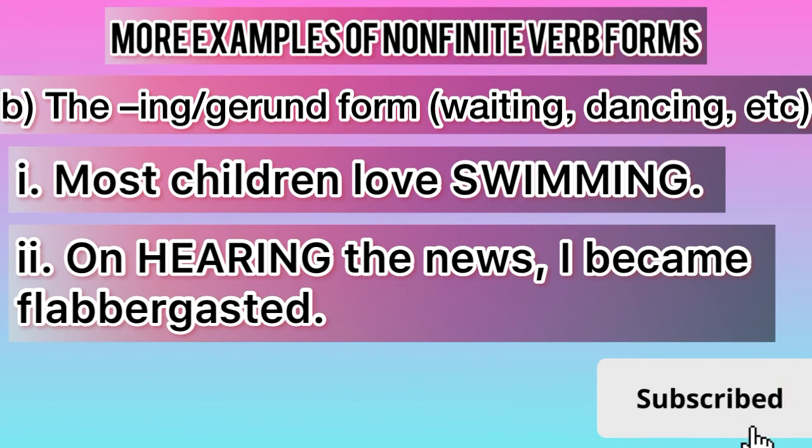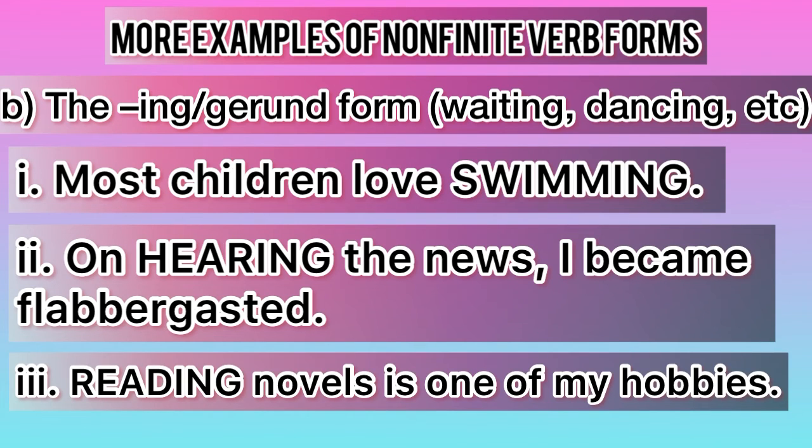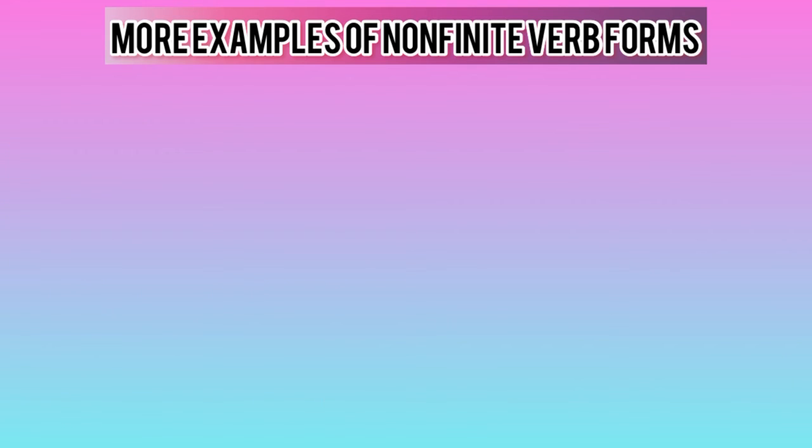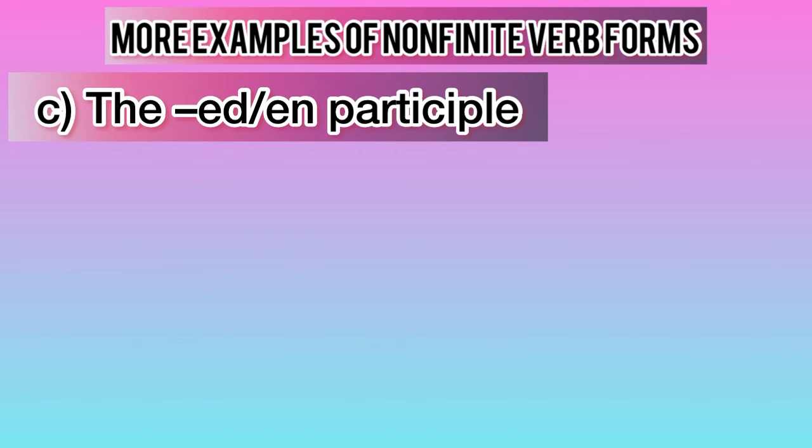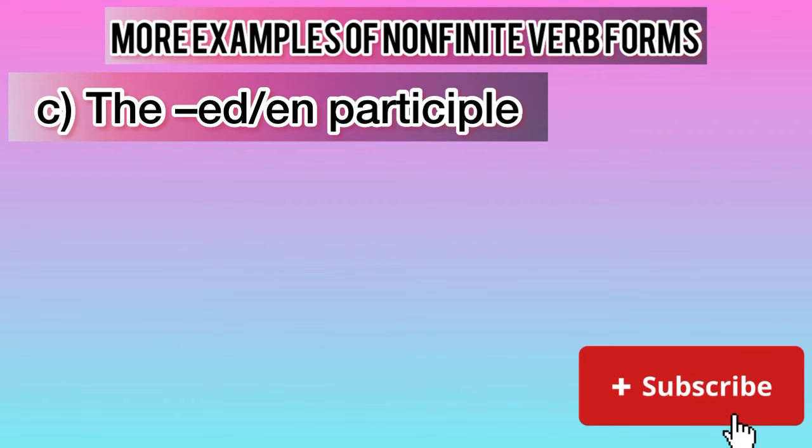Another example here: reading novels is one of my hobbies. Reading has been used as a non-finite verb, which is the gerund, while is is the finite verb, which can change its tense form. Of course, reading novels becomes the subject of that sentence, while is is the finite verb. Now let's look at the last form of the non-finite verb, the ed or en participle.